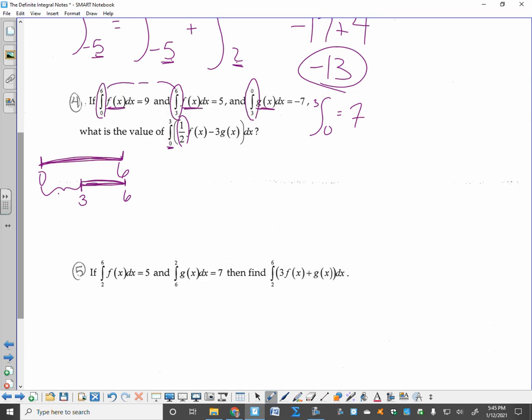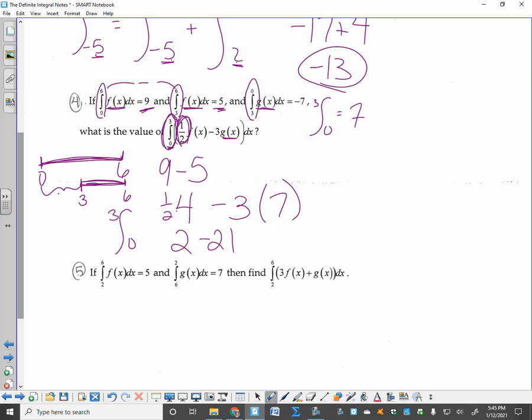I want 1/2. So first of all, I'm going to do 9 minus 5, and that gives me 4. So that's from 0 to 3, but I want to 1/2 it, so that's a 2. G of x, I want to do negative 3 times g of x from 0 to 3, that's backwards, so it's going to be a positive 7. So minus 21. So I got a negative 19. I love those. It's like a puzzle.